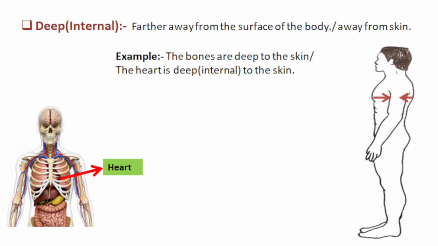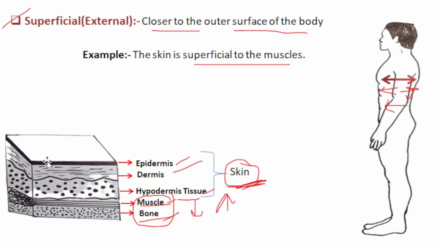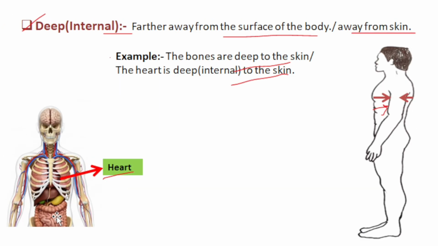Then deep or internal. The opposite of superficial is deep or internal. The organ or structure further away from the surface of the body or away from the skin is called deep, or the organ that is present inside the body is called deep or internal. For example, the bones are deep to the skin, or the heart is deep or internal to the skin. You see in this picture that the bones are present inside the skin, so that's why the bones are deep to the skin, and the heart is present inside the skin. So the same, both bone and heart are deep to the skin.